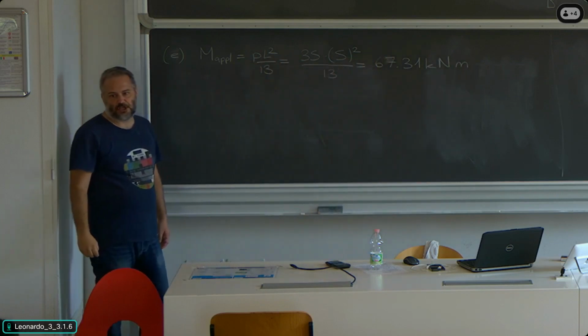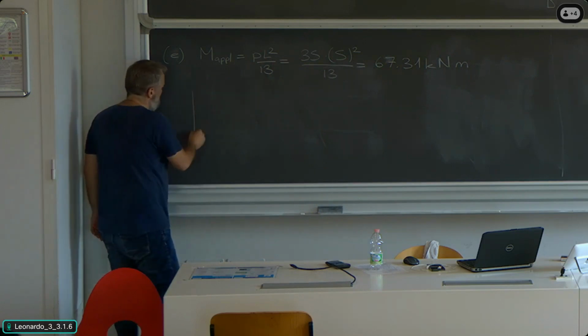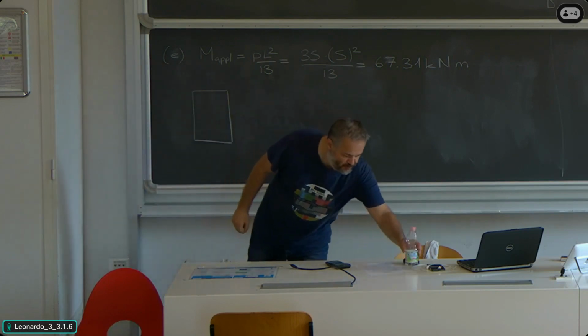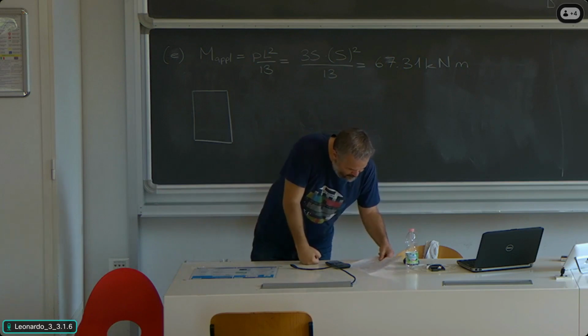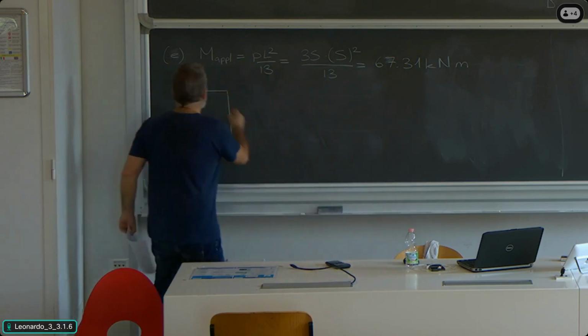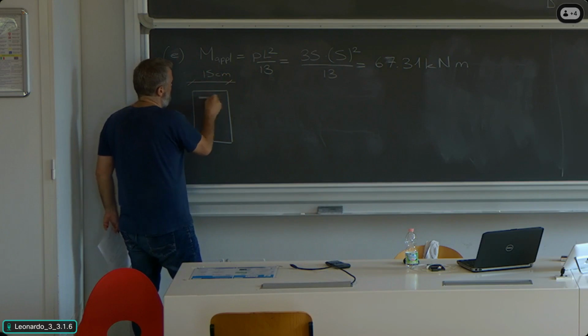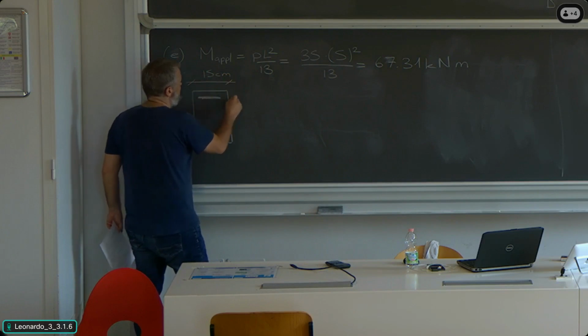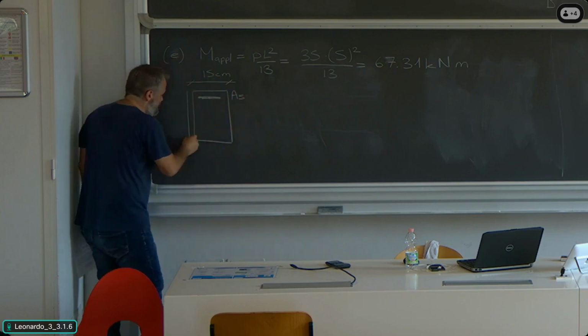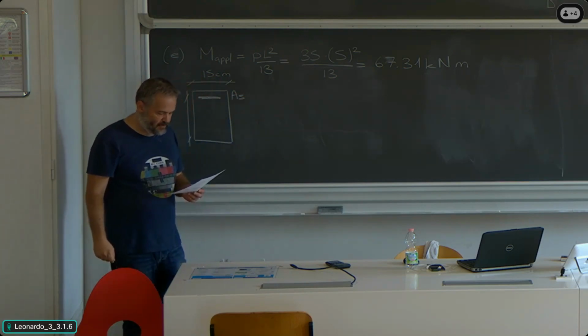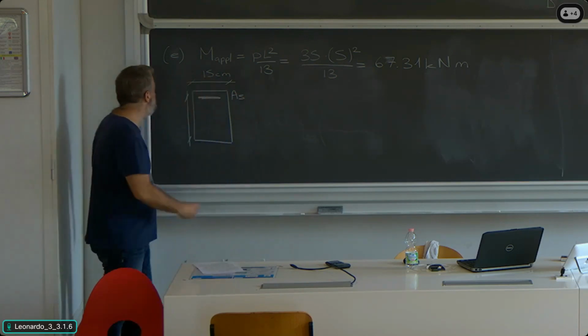Two digits after the comma are enough. Okay? The section is like this: rectangular, the dimensions were provided. B, which we don't need, but I will give it anyway, is 15 centimeters. The reinforcement should be placed at the top, so I'm going to mark it like this, AS. The effective depth, which means the distance from the top reinforcement to the bottom, is D prime, 30 centimeters.